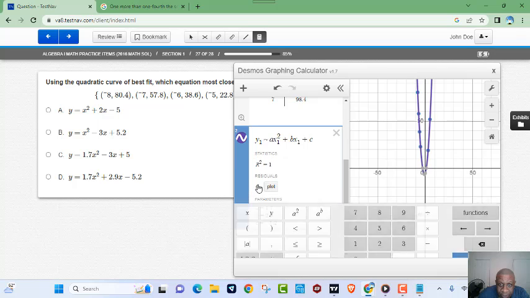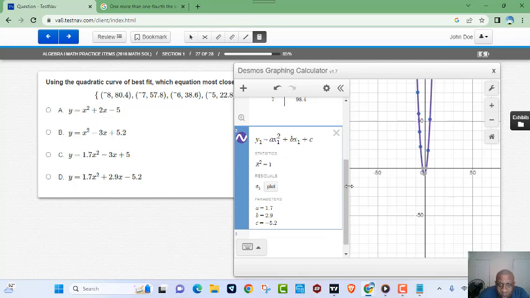All right, let me pull this down here. So what is it telling us here? Our correlation coefficient is 1. So it's saying that it's dead on. And if we look at the curve, it's hitting every single point. So it's dead on. So what is this telling us?